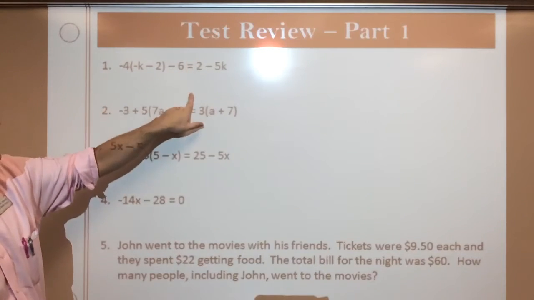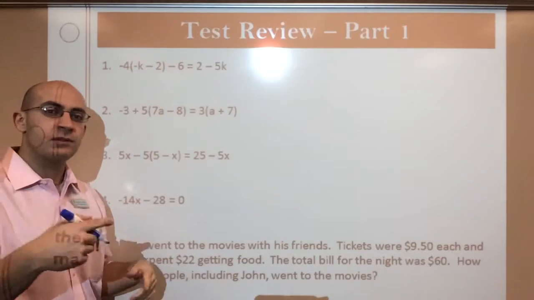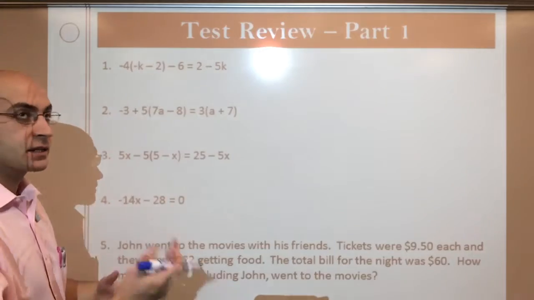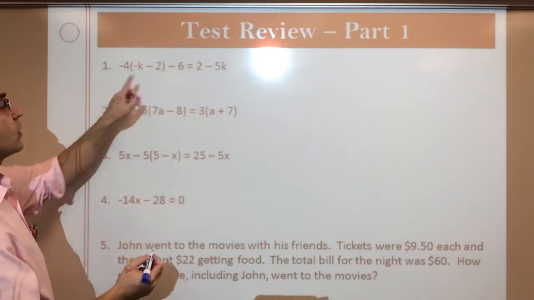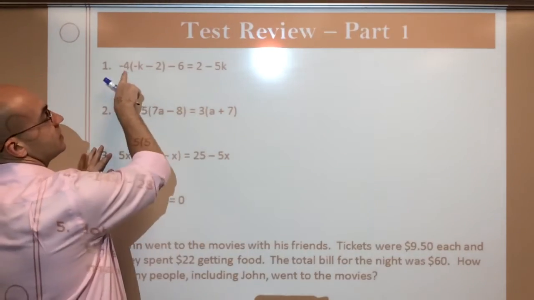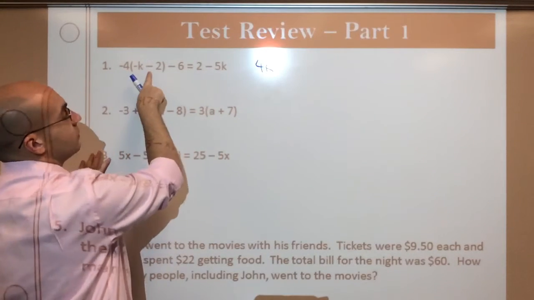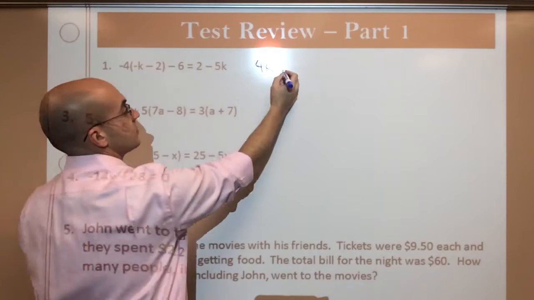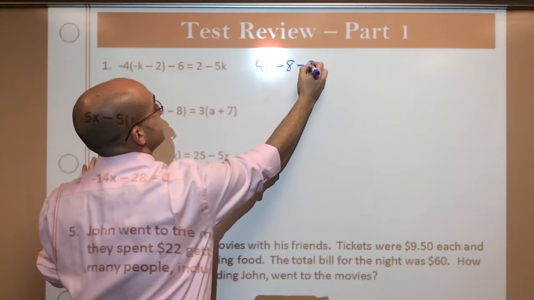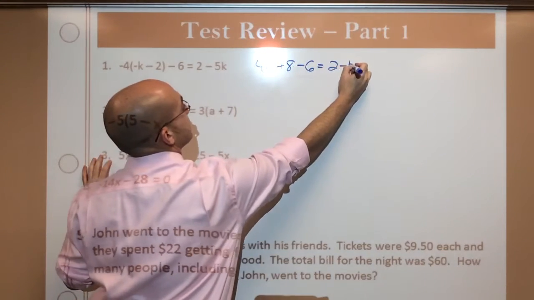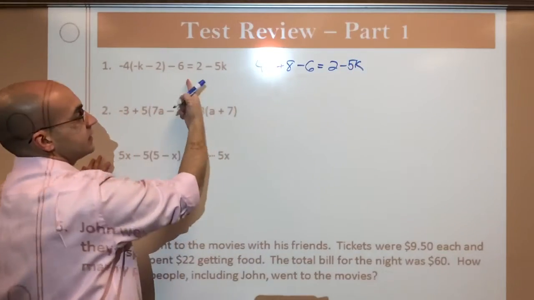Multi-step equation, equal sign, variables on both sides. Hopefully you can see this. If you can't, let me know and I'll make the next video a little bit better for you. I'm going to work it out to the side here. Got to distribute this -4 to the -k. That just gives me 4k. The -4 is also going to go to the -2, which gives me +8. -6 equals 2 minus 5k. Can't do anything else on that side.